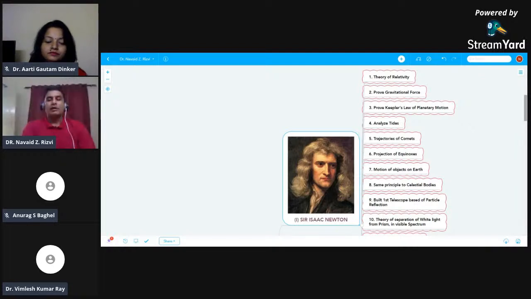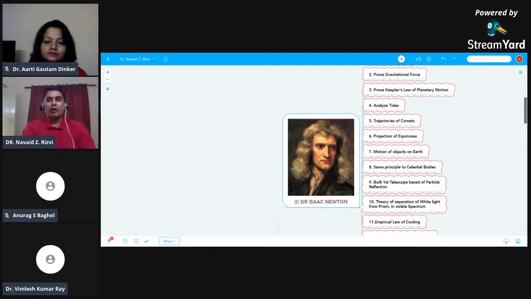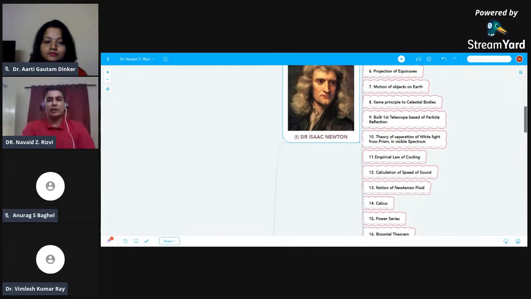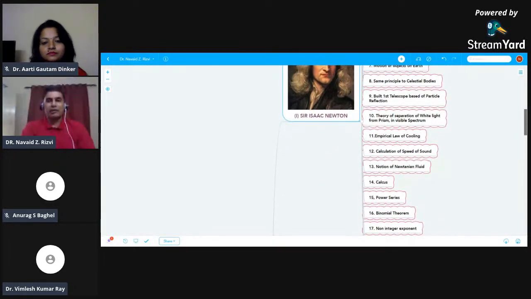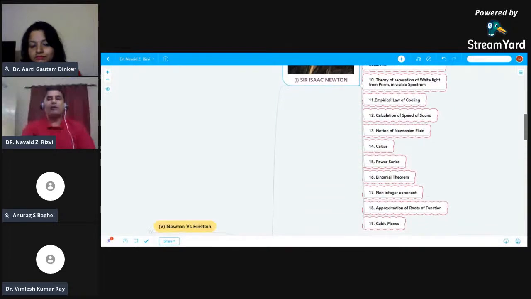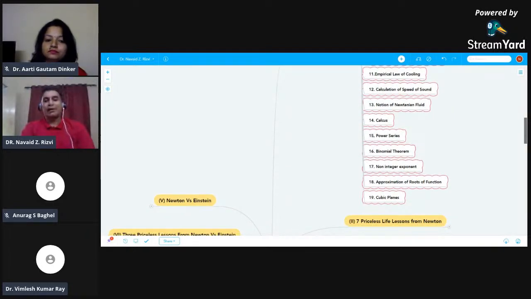He has built the first telescope based on the principle of reflection. He has given the theory of separation of white light by a prism into the visible spectrum. He has given the empirical law of cooling, the calculation of the speed of sound, and the notion of Newtonian fluid. He has given calculus, power series, the binomial theorem, non-integer exponents, and approximation of roots of functions and cubic planes. See, so many theories he has given, and he lived for 76 years and devoted his whole life.